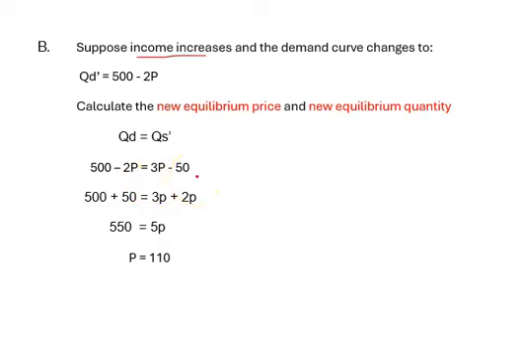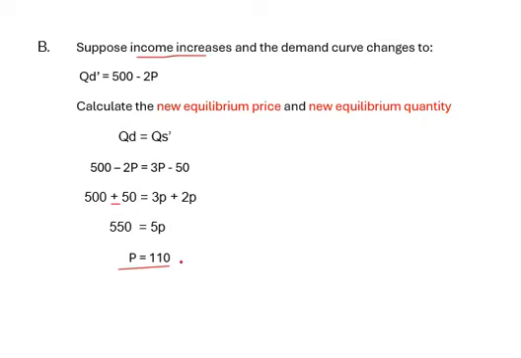And what we do next is we put like terms together. It becomes 500 plus 50, which was minus 50 on the right hand side, but now we are shifting it to the left hand side of the equal sign, so the sign changes to a plus sign from a minus sign. We say it's equal to 3p plus 2p, which was minus 2p on the left hand side, but we're shifting it now to the right hand side. It becomes plus 2p, and we get p equals 110.